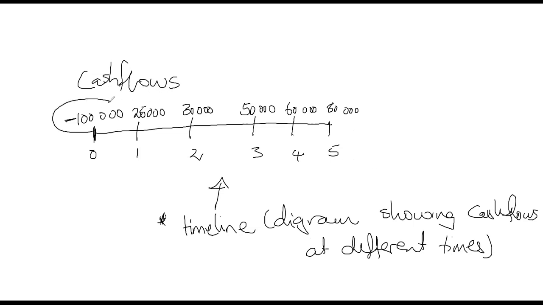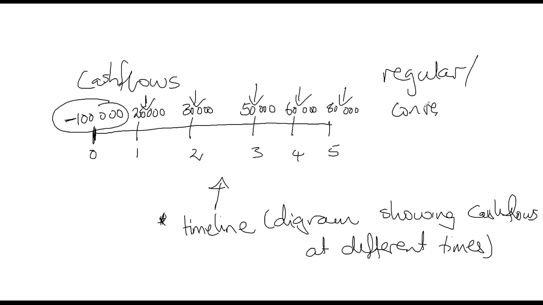When you have a project involving money going out at the beginning and then money coming in for a number of years, we call this a regular or conventional cash flow pattern. When you have money going out and then money coming in for a number of years, we call that a regular or conventional cash flow pattern.